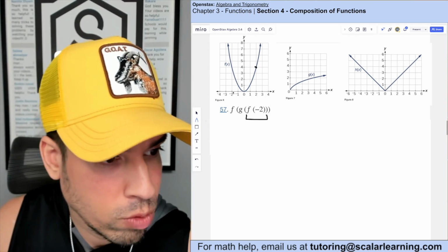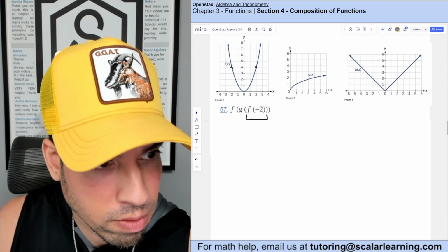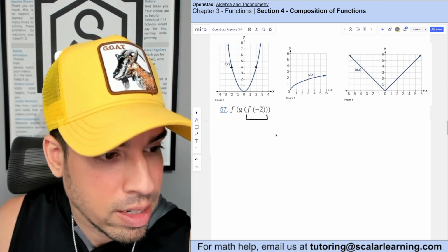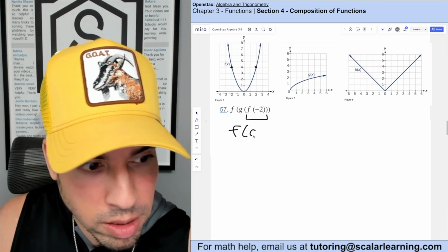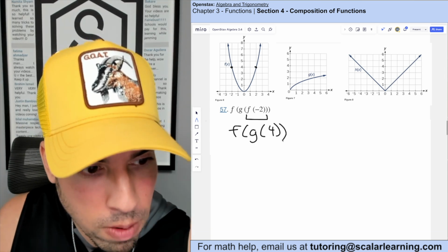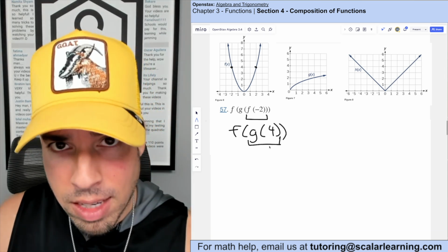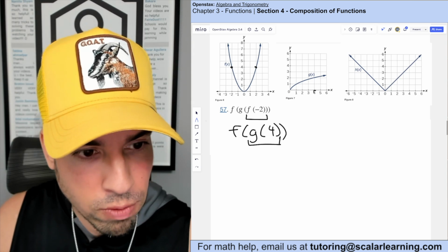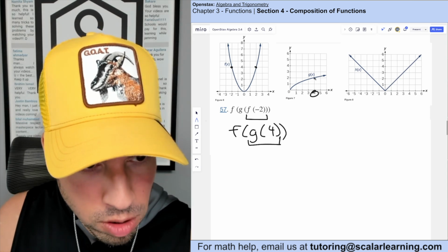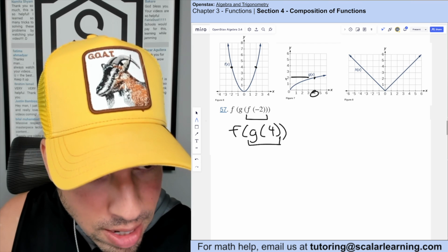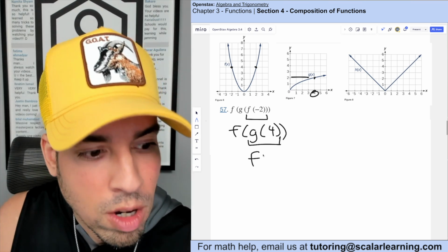Here we're going to start with the most inside part, which is f of negative 2. So we're going to go to the function when x equals negative 2. What's the value of f? It's right here. That is positive 4. So we're going to rewrite this as f of g of 4. Then we find the next inside part, which is g of 4. We go to 4 for function g. There's the point, and the function value, aka the y value, is 2. So g of 4 is 2.